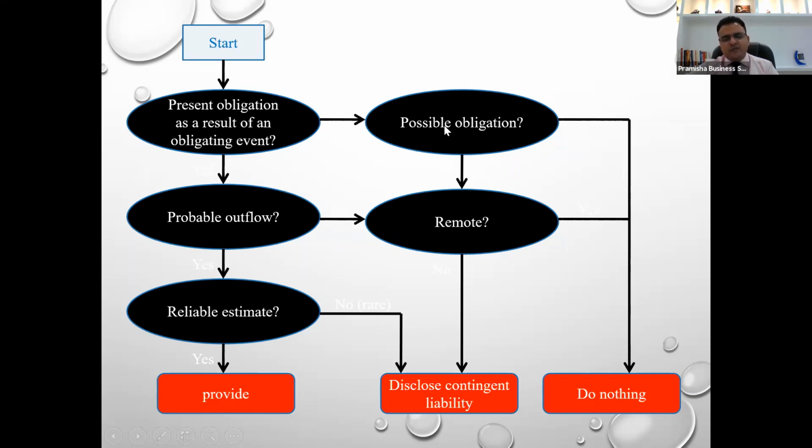If there is a possible obligation and the chances are not remote, we disclose the contingent liability. If there is a possible obligation and the chances are very remote, we do nothing about it.